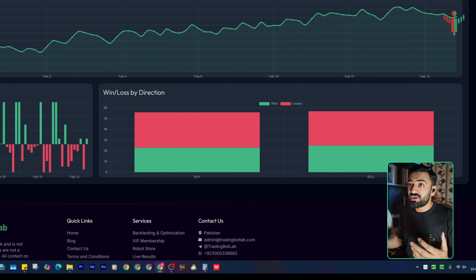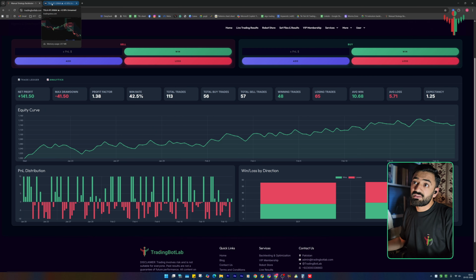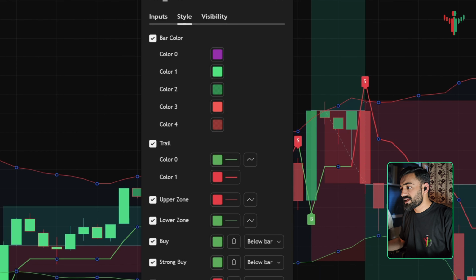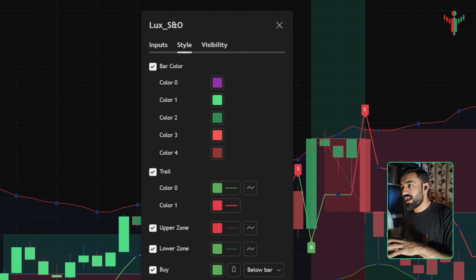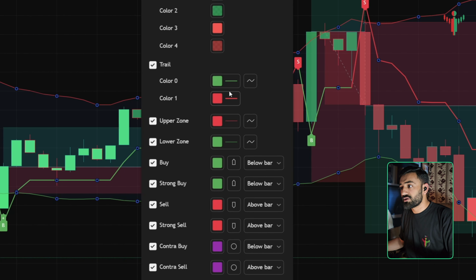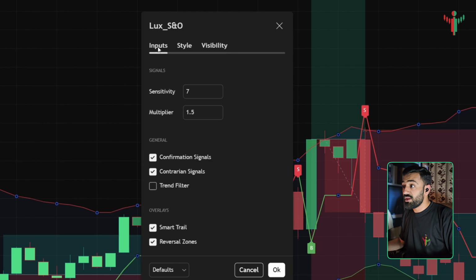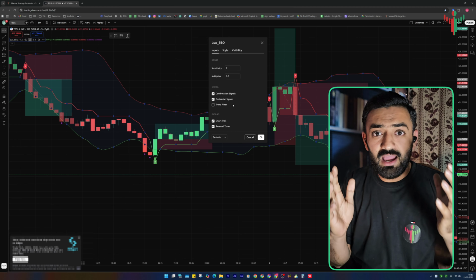And now let me show you exactly what settings I'm using. Let's move to my screen, and in the style you need to uncheck this table. Everything else will stay the same, but you only need to increase the opacity of color 1 and color 2. It's up to you. And in the input you need to use this setting. The sensitivity will be 7 and the multiplier will be 1.5, and here the trend filter will be unchecked, and all these settings.